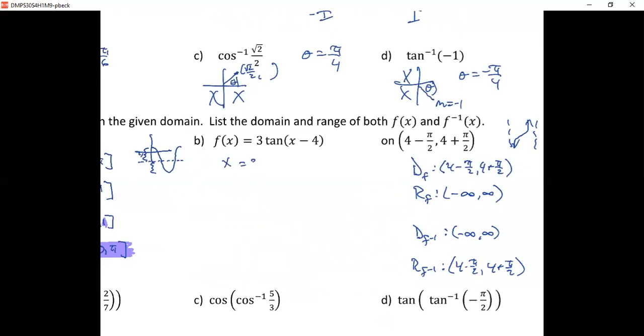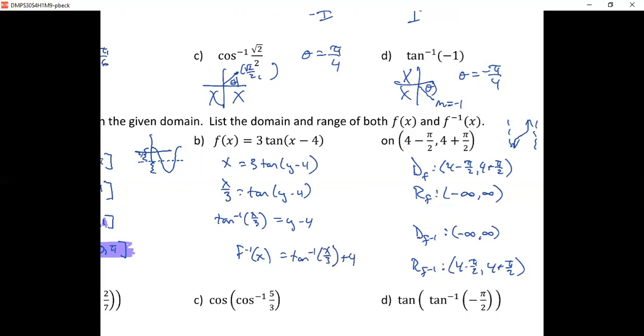So x equals 3 tangent of y minus 4. So x divided by 3 is the tangent of y minus 4. If I take the inverse tangent of both sides and then add 4, I will get f inverse of x will equal the inverse tangent of x over 3 plus 4.